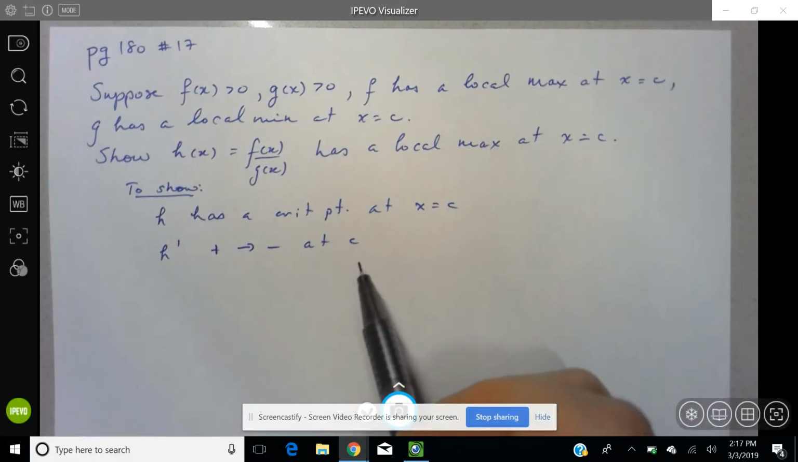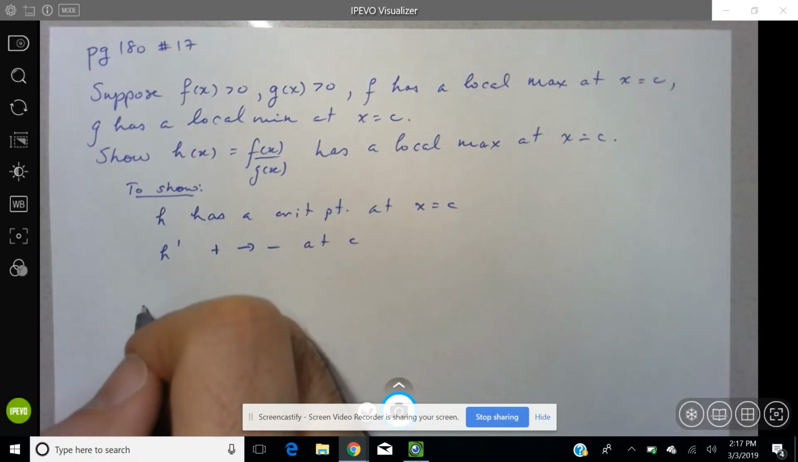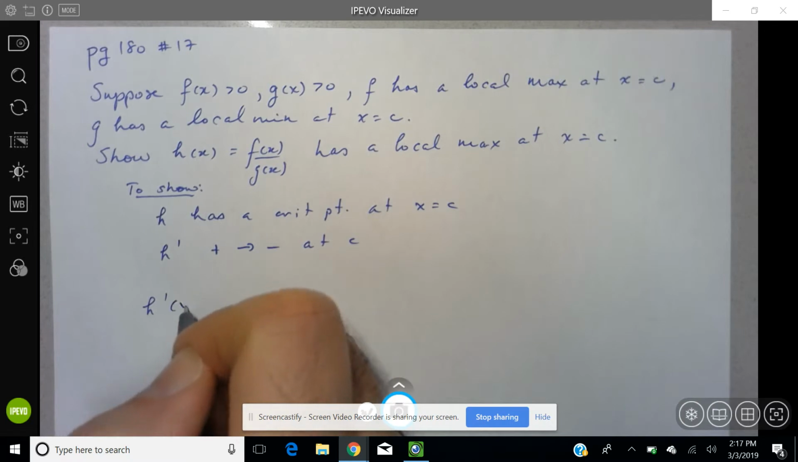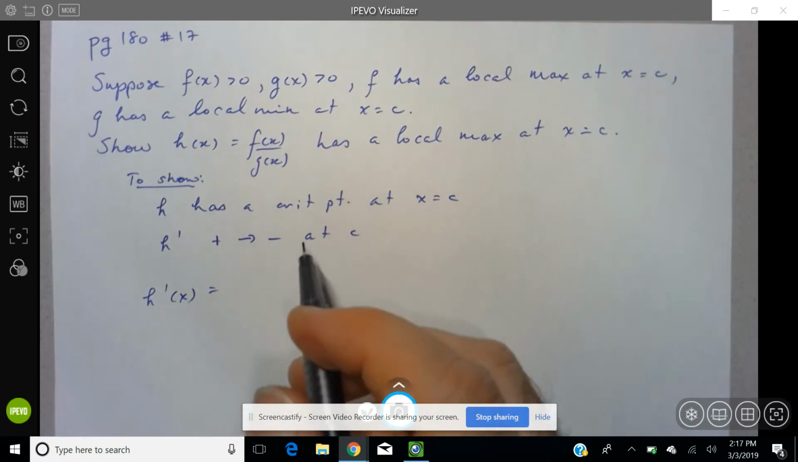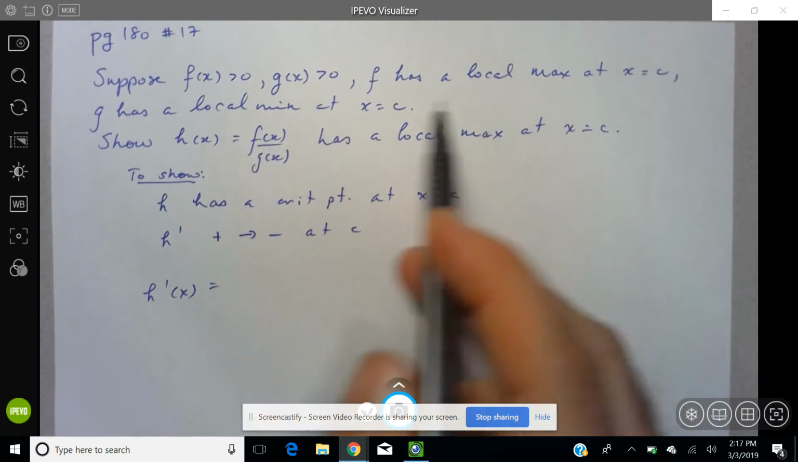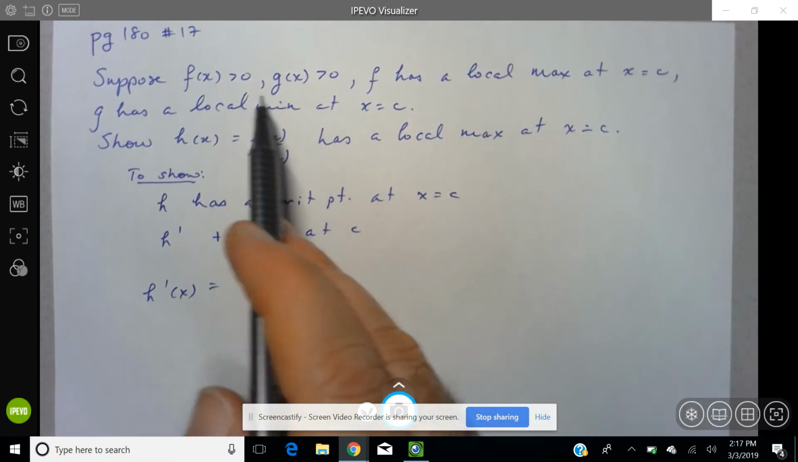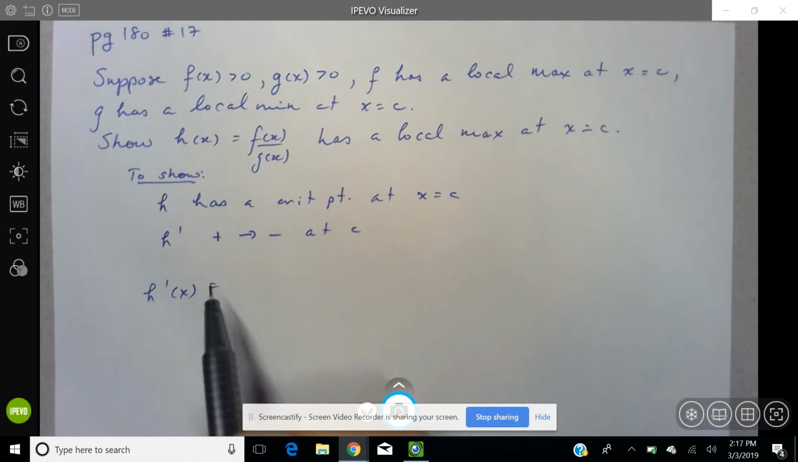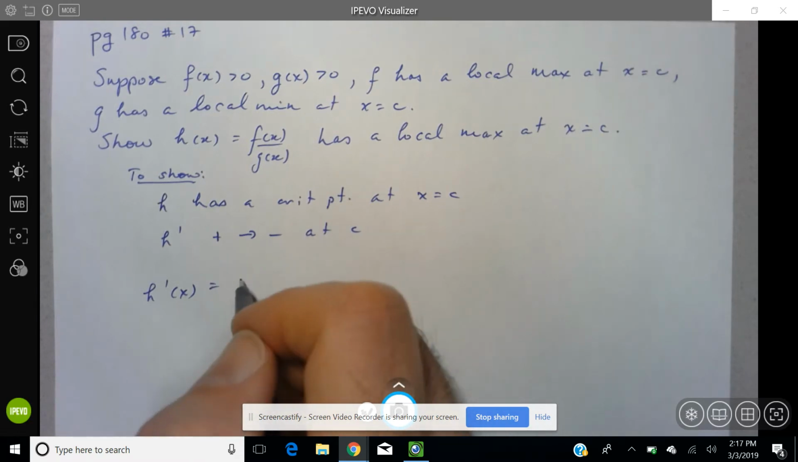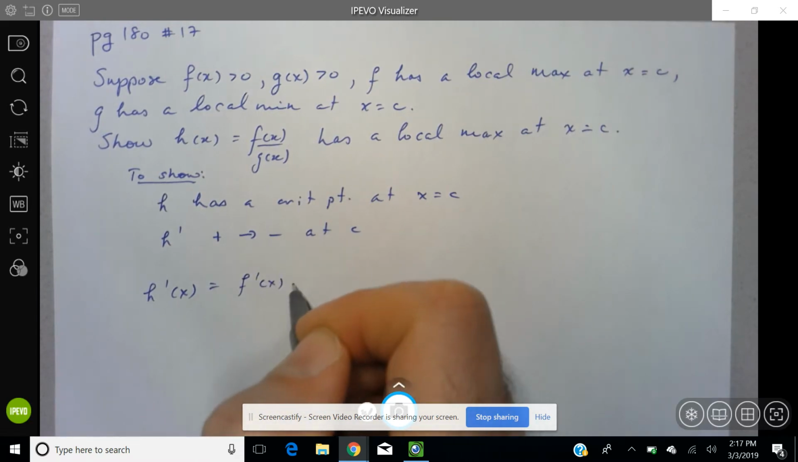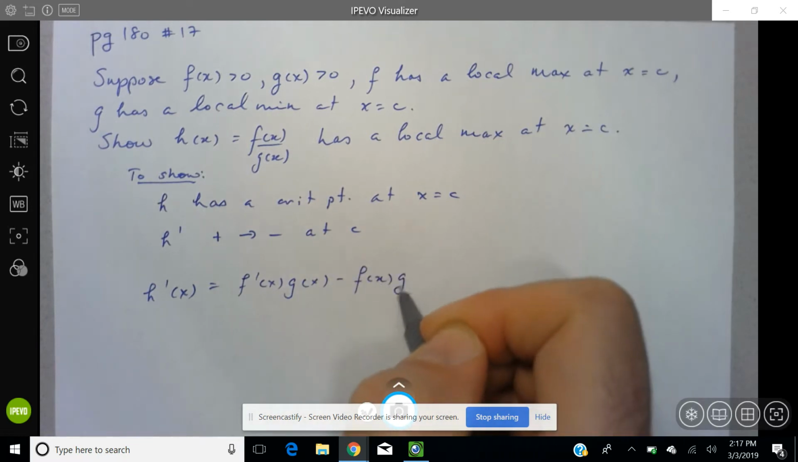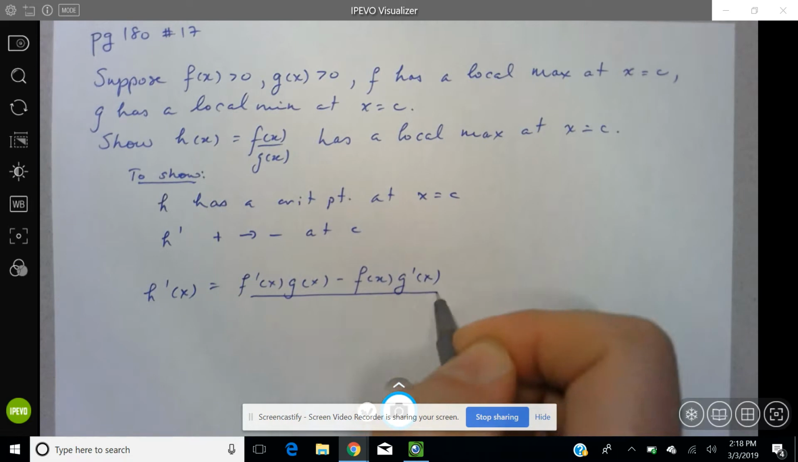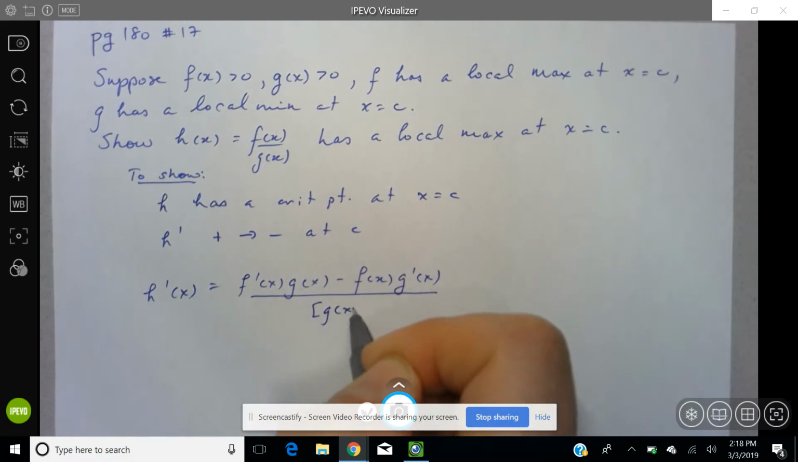All right, so in order to do this, it all revolves around working with the derivative. So the first thing I'm going to do is find the derivative of this function, and of course, I'm just going to be applying the quotient rule. Now, I can't be working with a specific function that has these characteristics. I have to show that this works for any pair of functions that have these characteristics. So let's go ahead and find the derivative. Well, we know it's f prime of x times g of x minus f of x times g prime of x, all over g of x squared.